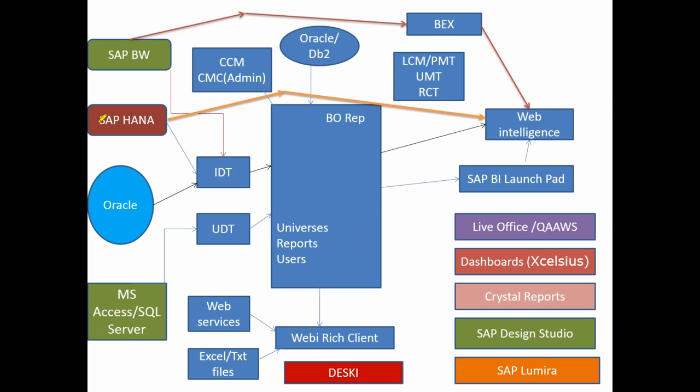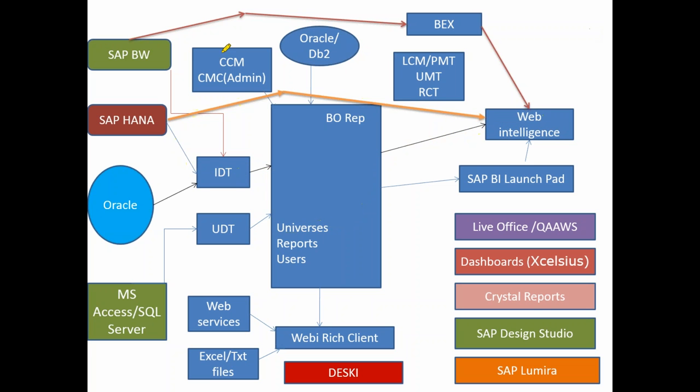And when it comes to HANA, either you can create a universe on top of the SAP HANA sources and develop a report, or with the latest version, BO 4.2, a new feature is added which lets you directly connect to the HANA calculated views and develop a Web Intelligence report. So this is one of the new features added in 4.2. We'll discuss that.